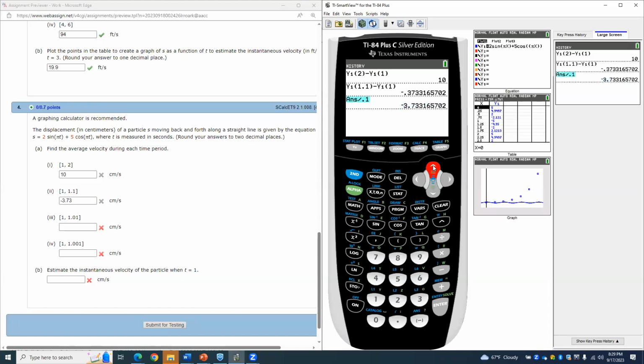I can go up and I can recall the answer that I had used before. I had Y1 of 1.1. Now I want to go ahead and do 1.01. I'll do second insert 0, 1. I don't want 0, 1, 1, so I'm going to delete that one. Y1 of 1.01 minus Y1 of 1, I get negative 0.06, and I'm going to go ahead and divide by the change in x, which is 0.01.